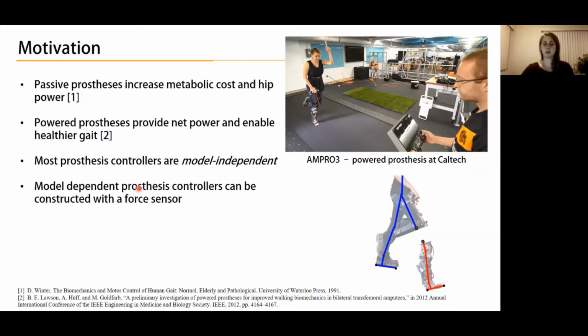Model-dependent prosthesis controllers can be constructed with the help of a force sensor. By measuring the force between the human and the prosthesis, which is at the socket for an amputee, the prosthesis then has full knowledge of its dynamics for model-dependent control. One problem with this is that force sensors are noisy, expensive, and not robust. This makes it difficult to implement these methods on hardware.